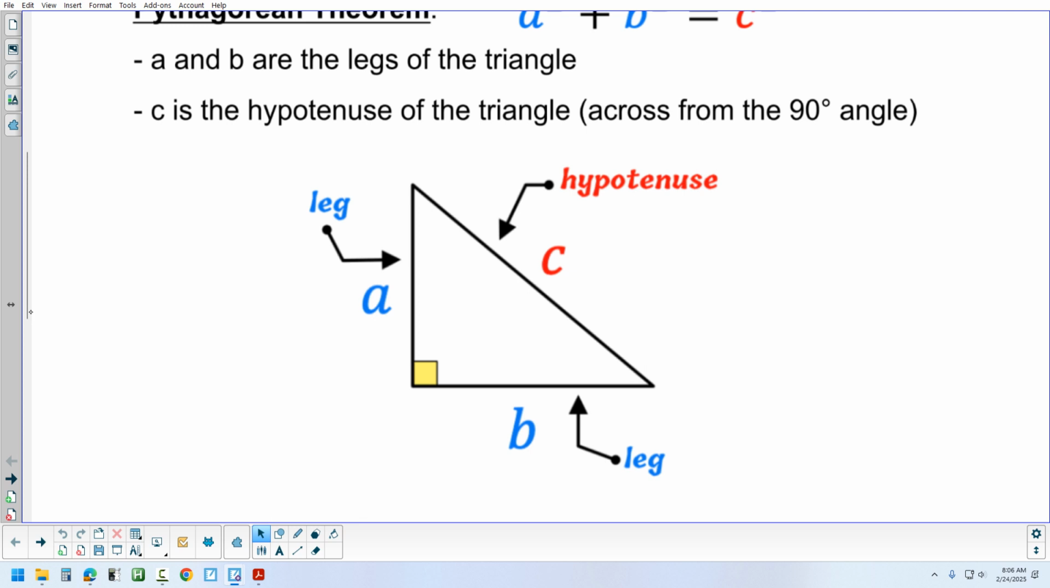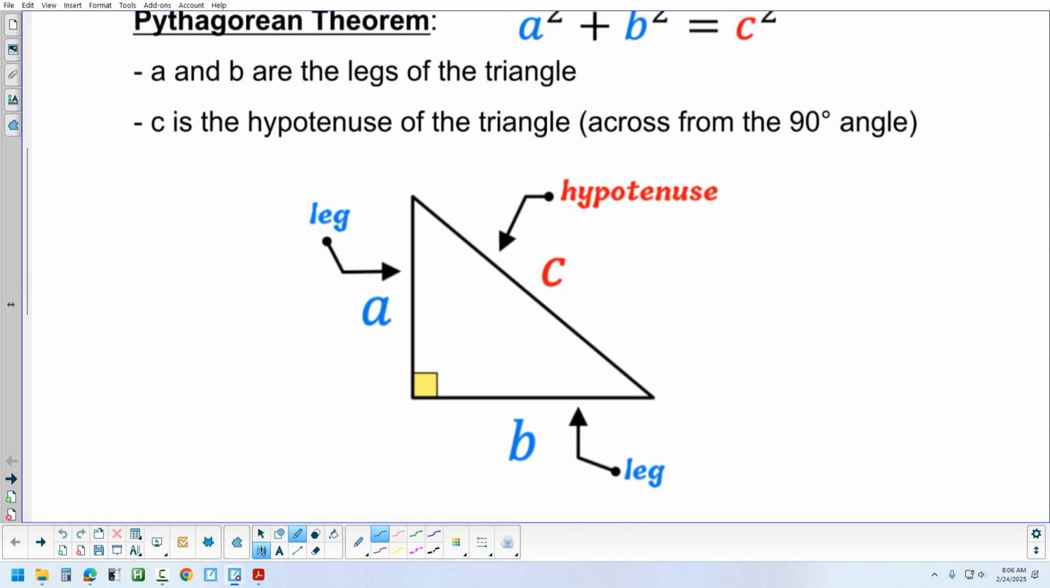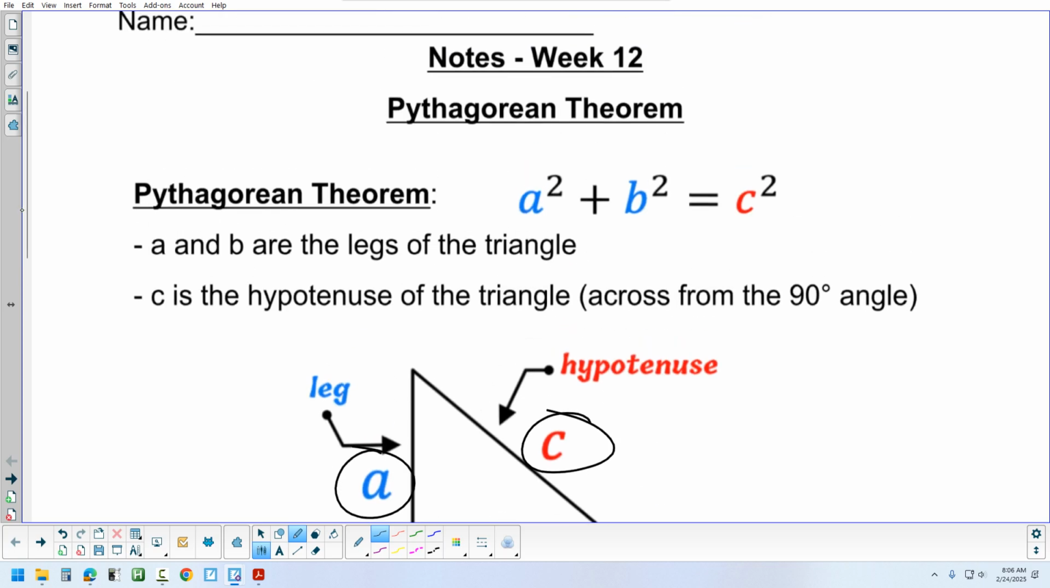So whether you call them A, B, and C, or X, Y, and Z, it doesn't matter, as long as you understand that if you take the length of that side and square it, it's equal to the length of that side squared. So that's Pythagorean theorem. A and B are the legs, I just said that. The hypotenuse is always across from the 90.